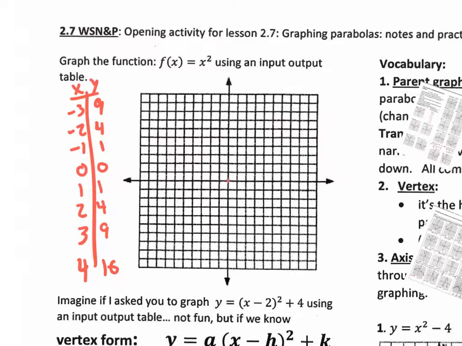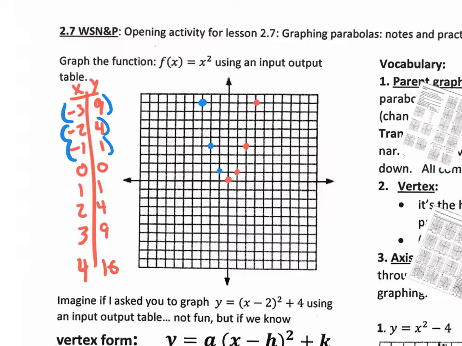Let's graph 0, 0. Let's graph 1, 1. Let's graph 2, 4. Let's graph 3 and 9. And let's go into the negative section, the -1, 1, the -2, 4, and the last one, the -3, +9.